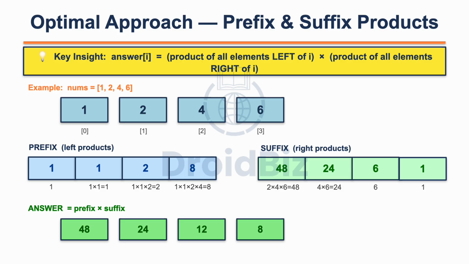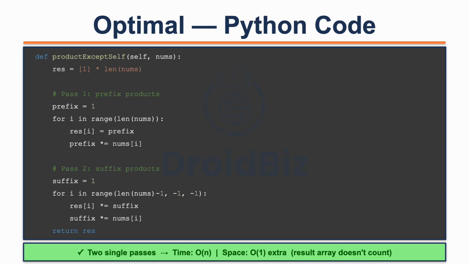Finally, we multiply prefix times suffix at each index. That gives us 48, 24, 12, 8, which is exactly our answer. And we did it in just 2 passes, no division needed. Let's look at the code next. Here is the optimal Python code. Let's walk through it step by step.